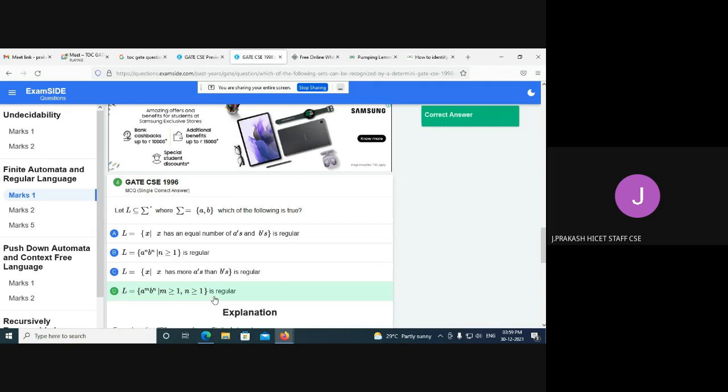கரெக்டா எப்படி என்ன சொல்லியிருக்கேன்? சிங்கிள் கேரக்டர் வந்ததுன்னா ரெகுலர், 2 கேரக்டர் வர்றதில்ல, கான்டெக்ஸ்ட் ஃப்ரீ லாங்குவேஜாக இருந்தால் ரெகுலர். So that's why in that manner I have selected choice 4. Is it clear?